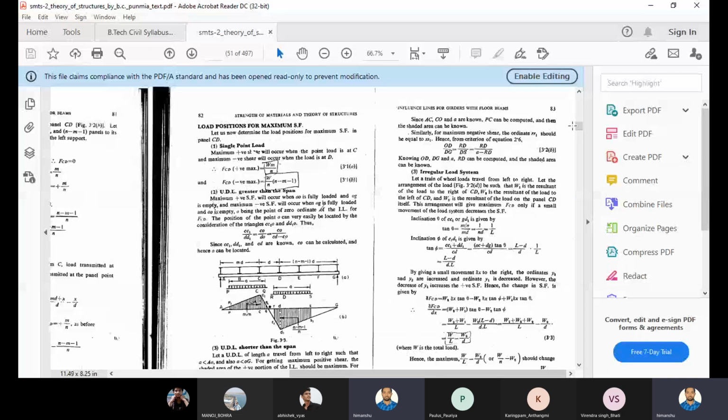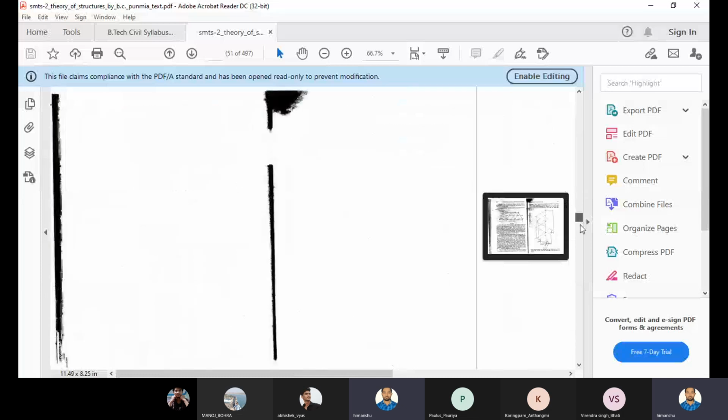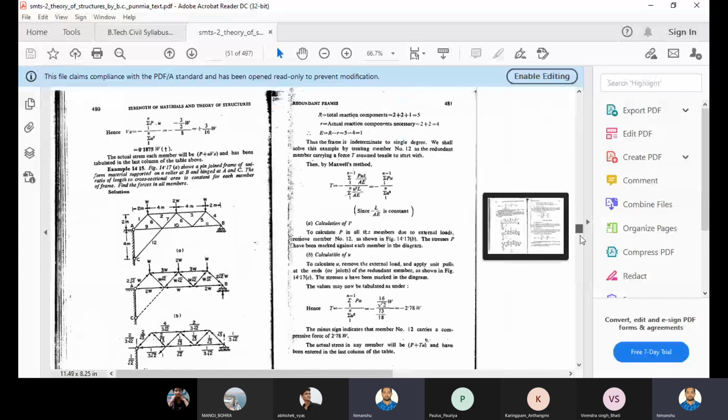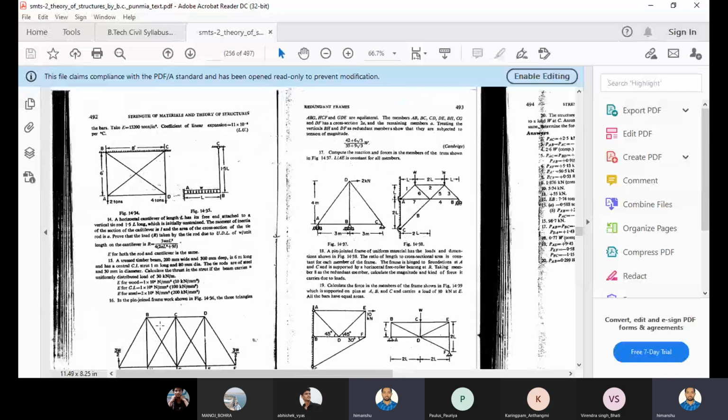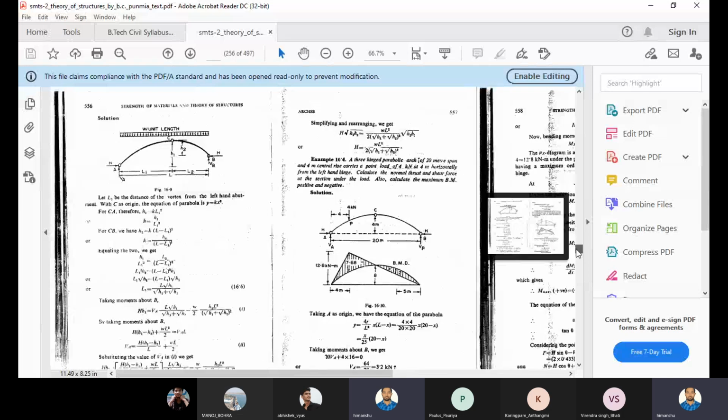Let me come to the point. Unsymmetrical bending means, like what we have seen till now, that whenever bending is taking place, there is symmetry and the symmetrical objects are there. But in case of unsymmetrical bending, such a thing will not be there.